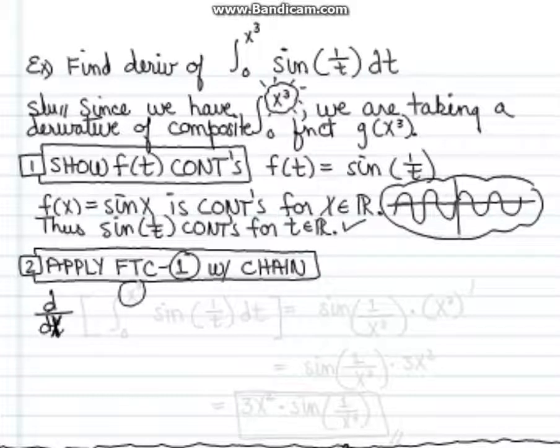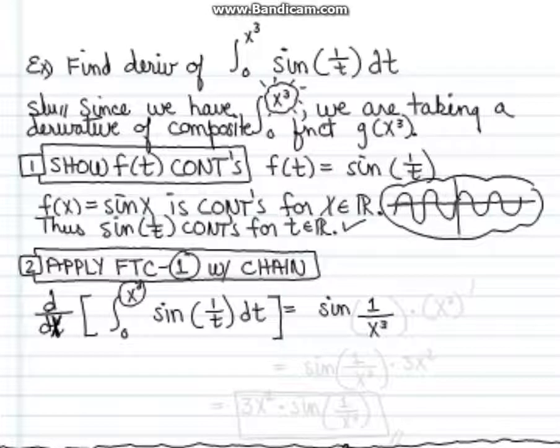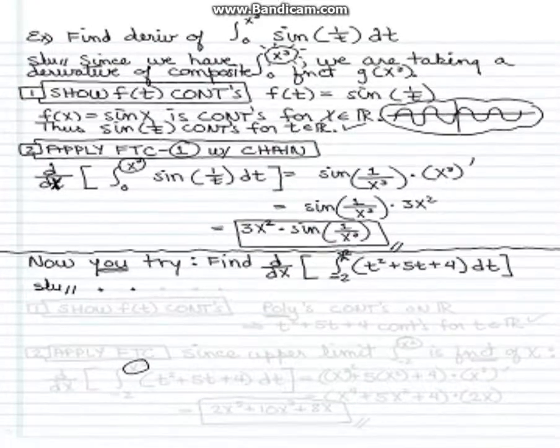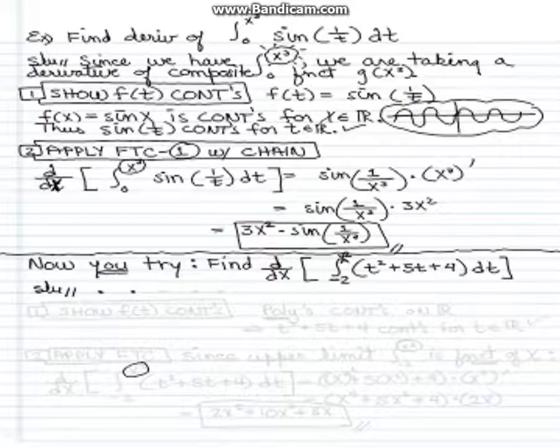So the derivative with respect to x of the integral in question, 0 to x cubed, of the sine of 1 over t dt is equal to the inner function sine evaluated at u, which is x cubed, so it's sine of 1 over x cubed, and then times the derivative of x cubed, which is 3x squared. So our answer is 3x squared times the sine of 1 over x cubed. Now I'd like you to try that. Let me bring this down and I'll make the screen larger and give you a you-try problem.